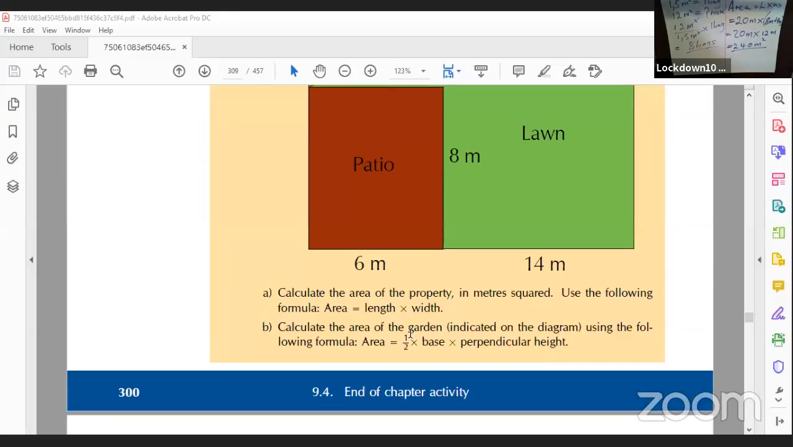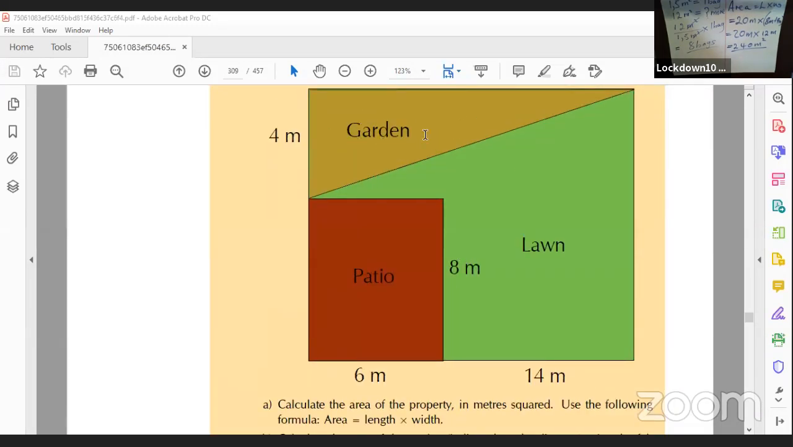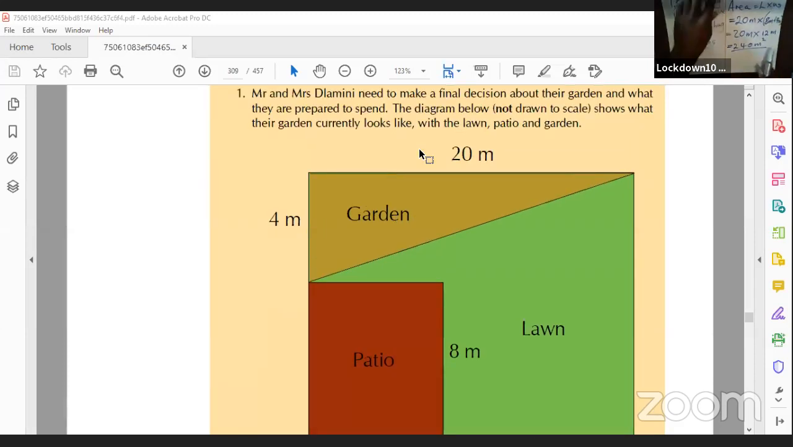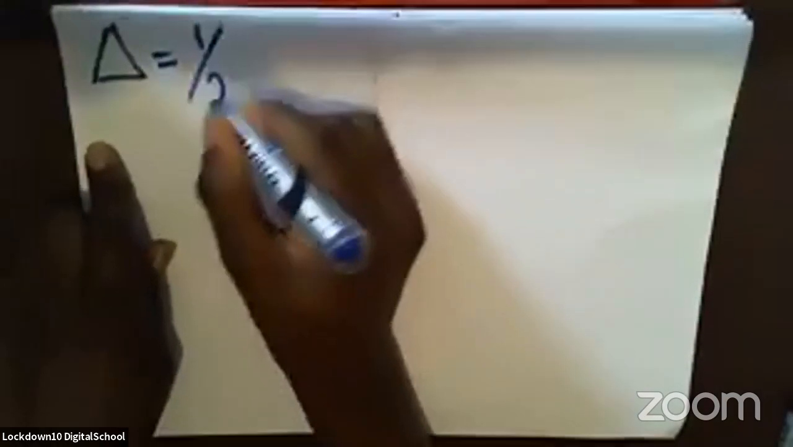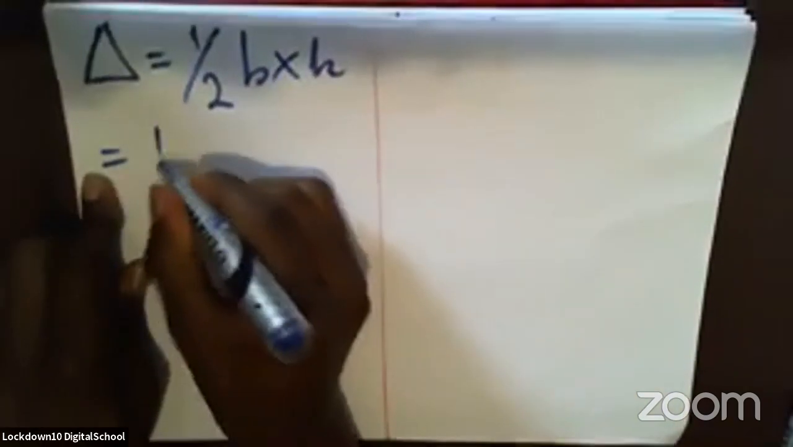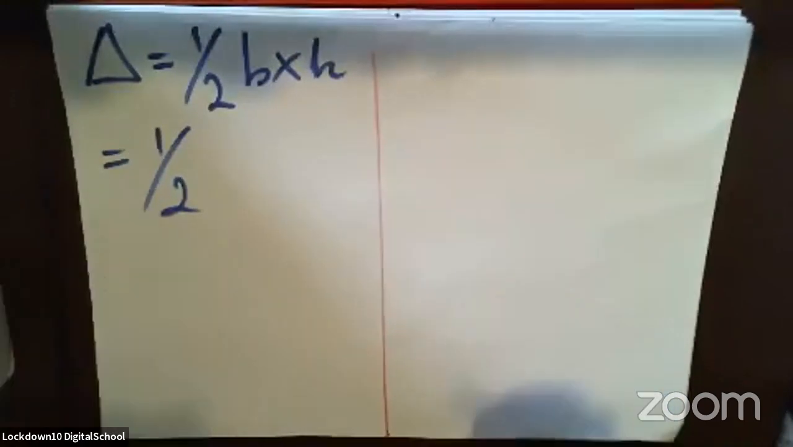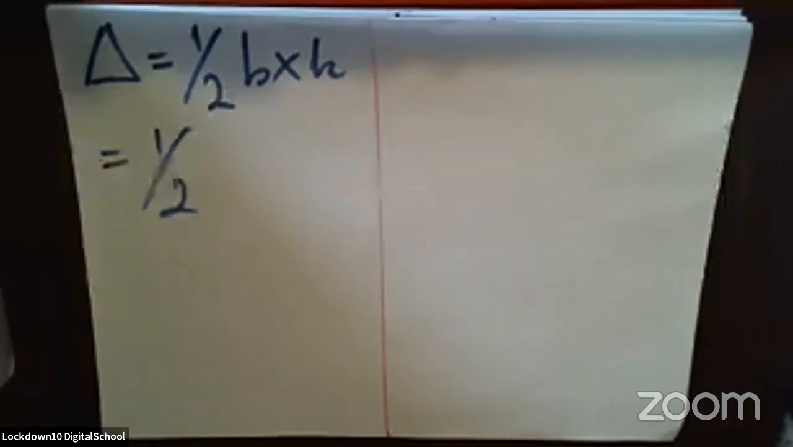Let's look at the second question. The second question is saying, calculate the area of the garden indicated on the diagram using the following formula. Area is equal to half base times height. So this is the area we want to calculate of this shape here. Given this information, we already know how to calculate the area of a rectangle, and we are also given the dimensions. So area of a triangle is equal to half base times height. What is the base?